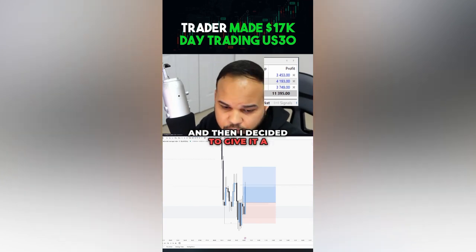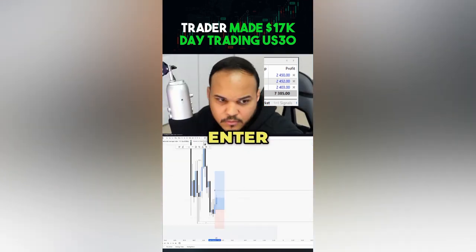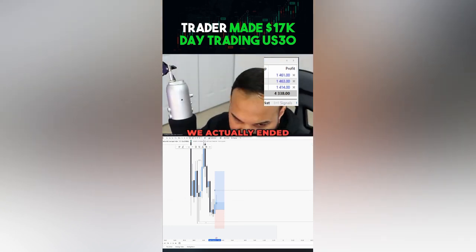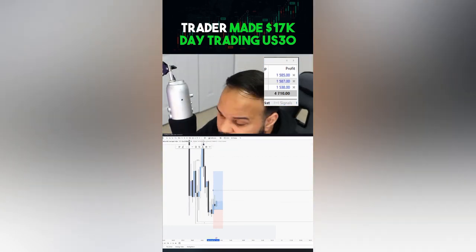And then I decided to give the buy a second chance. You guys can see I entered on the 15 minutes right here. We actually ended up hitting TP1 and closed partial. Then it stopped us out at break even.